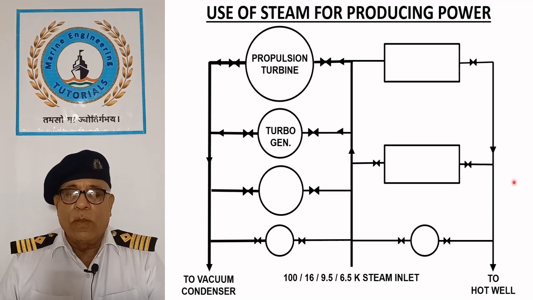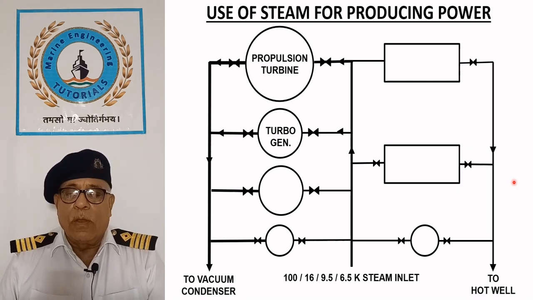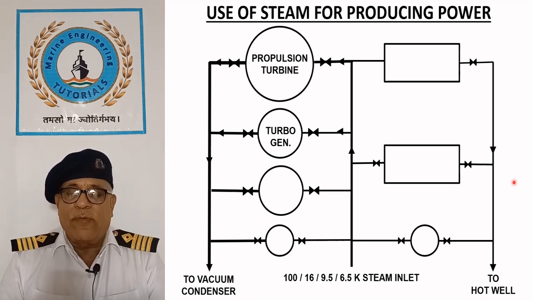Turbogenerator. On earlier ships, steam was also used to generate electrical power using high pressure steam up to 100 bar. Container ships carrying a large number of reefer containers require significant electrical power, which is met by the waste heat recovery system while the ship is at sea.